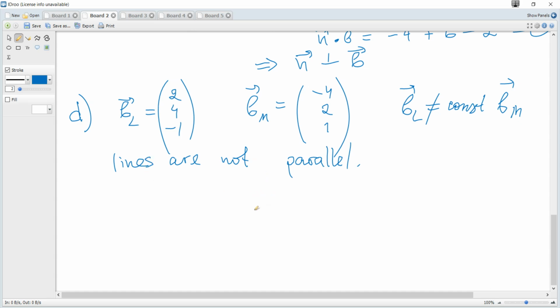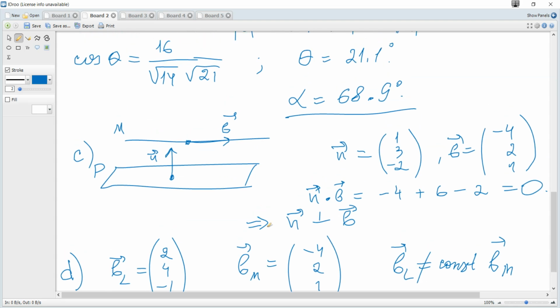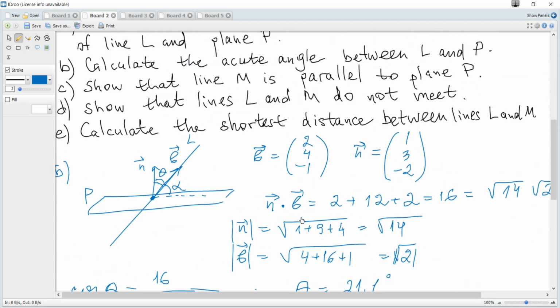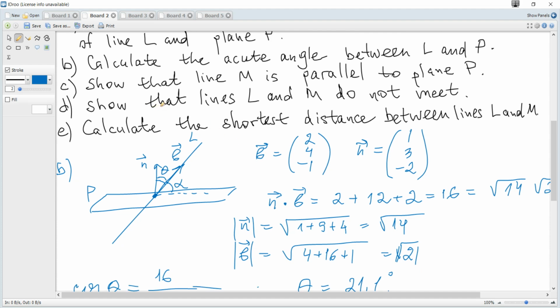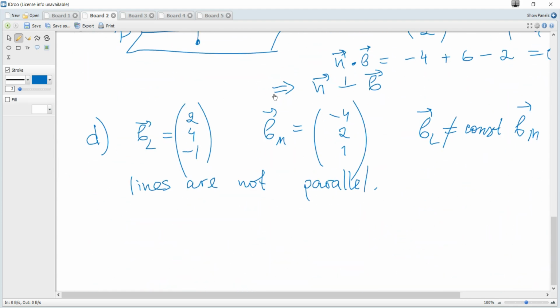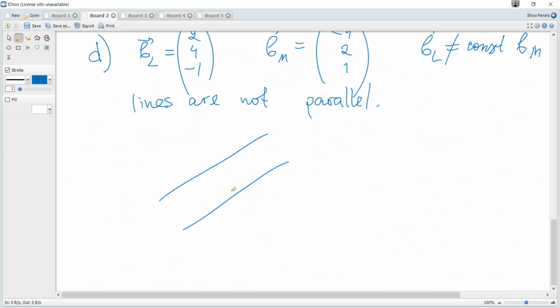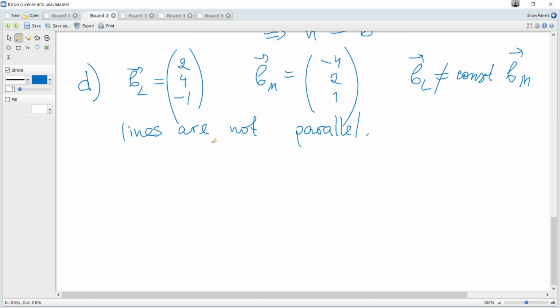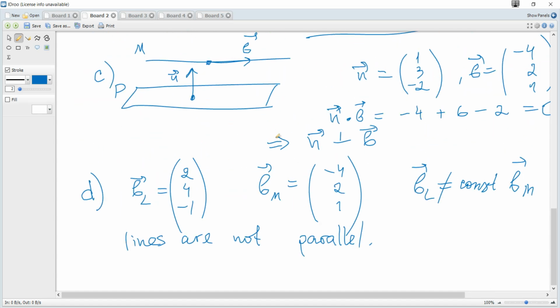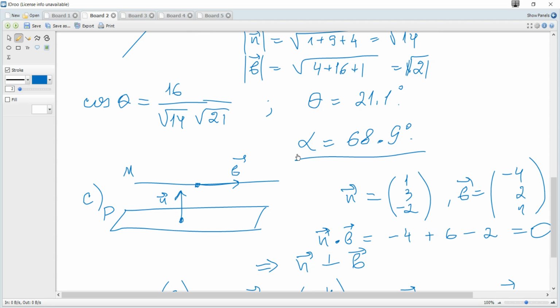Lines are not parallel, and because they cannot meet if they are parallel but not on the same line. But here they are not parallel, so we shouldn't consider this variant at all. And now let's just try to find a point of intersection.